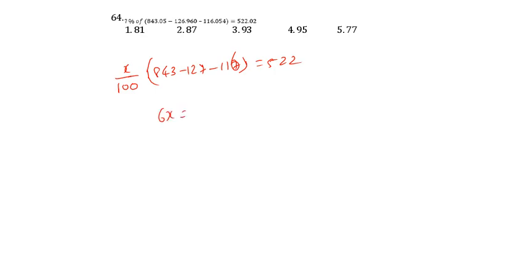X percent of 843.5. So x by 100 into 843 minus 127 minus 116 is equal to 522. See here, 127 minus 116, 243. 843 minus 243, 600. 600 by 100 is 6x. 6x is equal to 522. X is equal to 522 by 6. That will give 87. 87 is the correct answer.